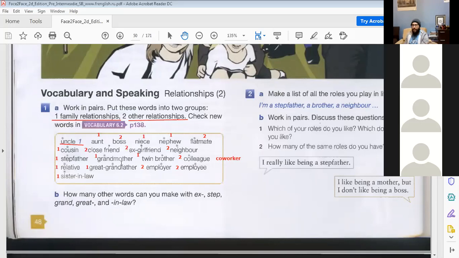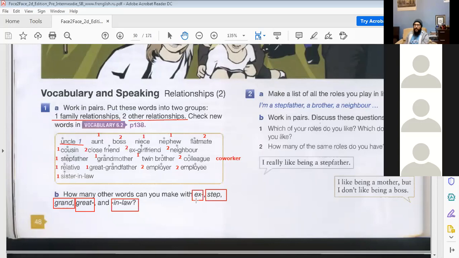Now, let's talk a little bit more about these words. I want you to think of other words you can make from this box, but using these additions. For example, ex, step, grand, great, and in-law. So we can add a few words using these additions. What words can we add?